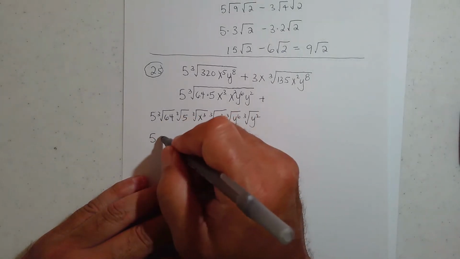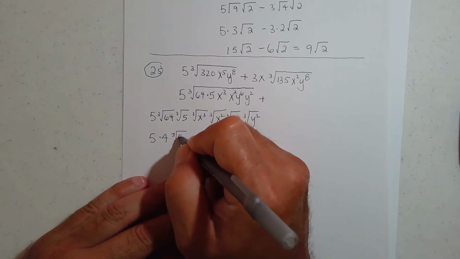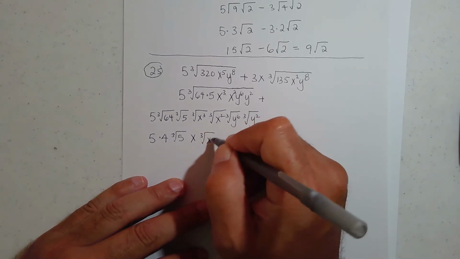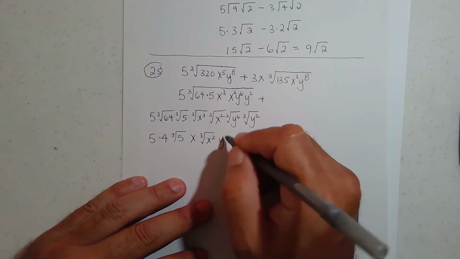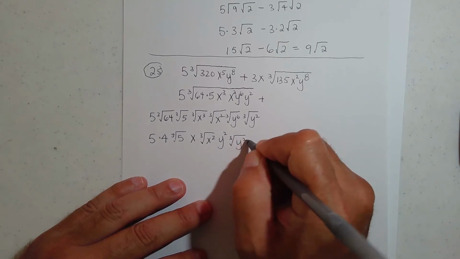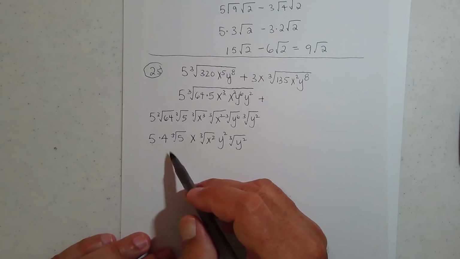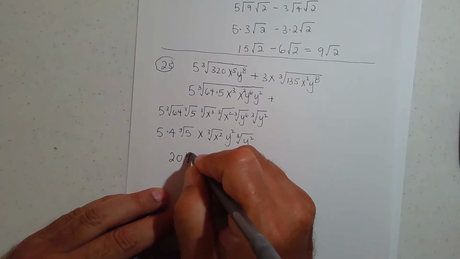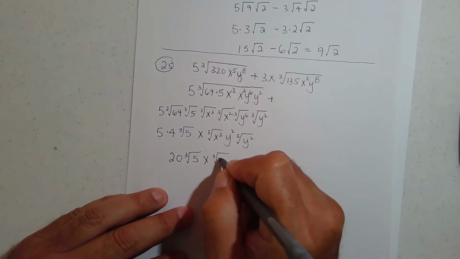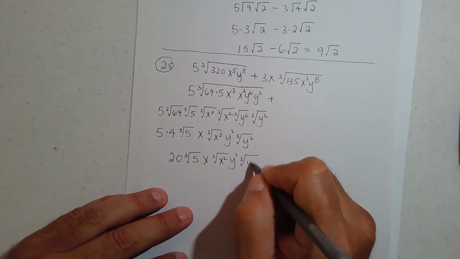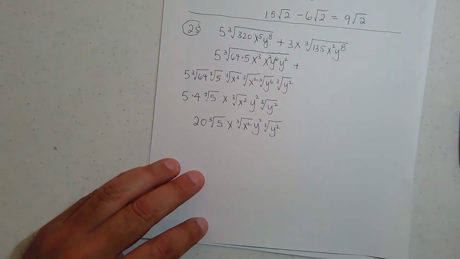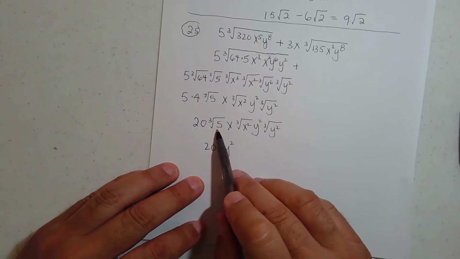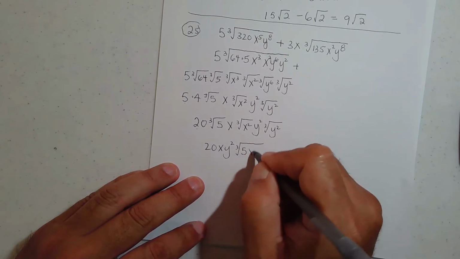So the cube root of 64 is 4. Cube root of x to the third is x. Cube root of x to the second is just the cube root of x to the second. The cube root of y to the sixth would be y to the second, and the cube root of y to the second. Putting this all back, 5 times 4 is 20. And putting everything back together that's not a radical in the front, so that would be 20x y to the second. And the radical back, so that would be cube root of 5 x to the second, y to the second.